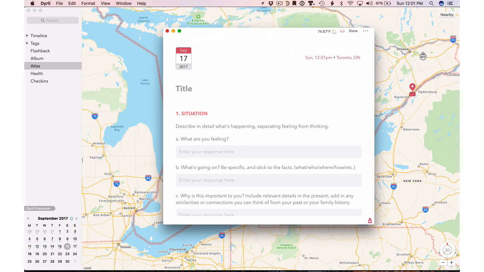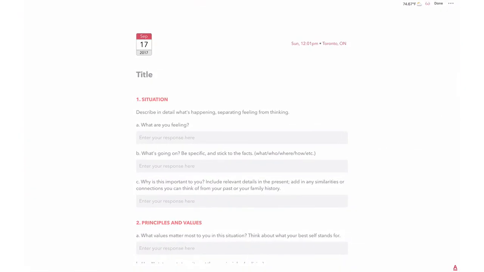So here we are. We are in the SPACE worksheet. SPACE begins with the letter S for situation. You're going to describe in detail what is happening right now, and you're going to separate your feelings from your thinking. So A, what are you feeling? Perhaps you're anxious, you're worried, you're scared. B, what's going on? You don't want to answer why you're feeling scared or anxious. You want to stick to the facts: what, who, where, how.